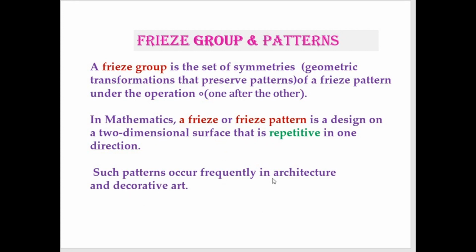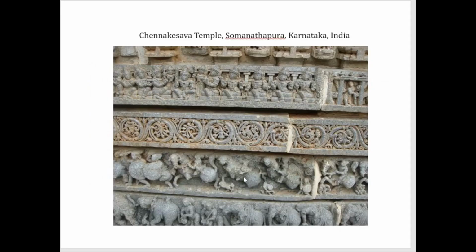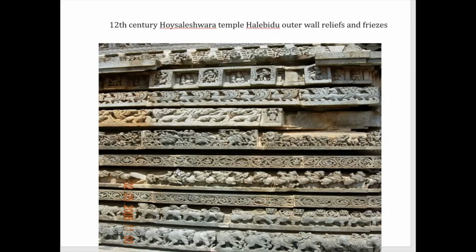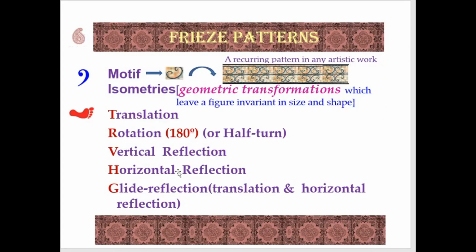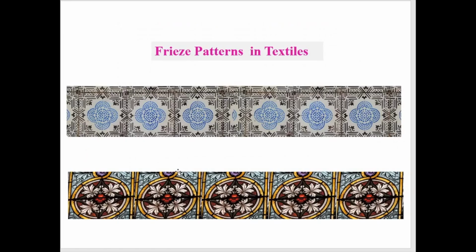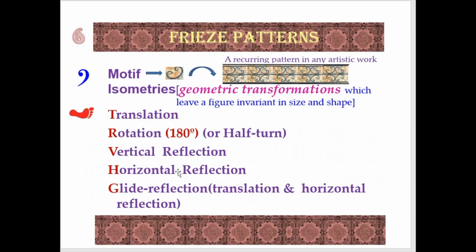Now, such patterns occur frequently in architecture and decorative art. So here are a few examples. This is in Chennakeshava Temple, Somanathapura, Karnataka in India. And again the same temple but in a different view. And this is in Hoysaleswara Temple, Halebidu. And these are frieze patterns in balcony grills, and these are frieze patterns in textiles. Just for a sample, all these are given.